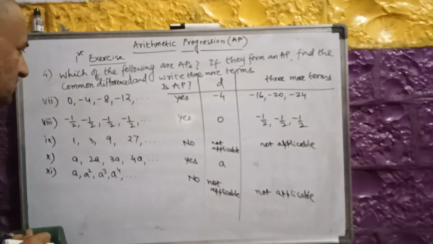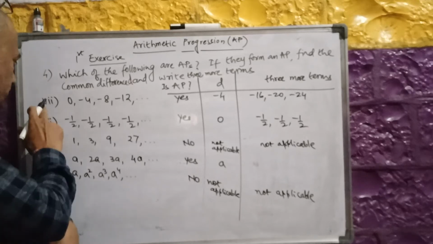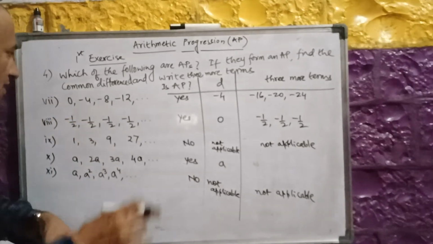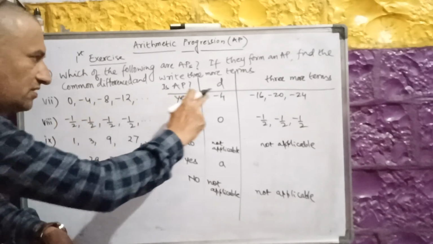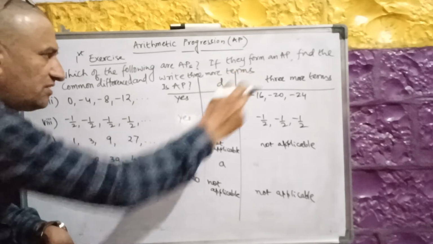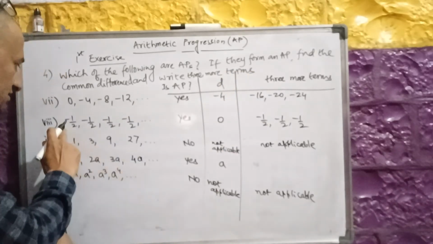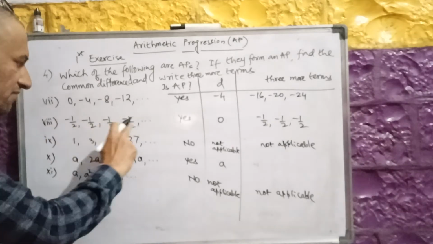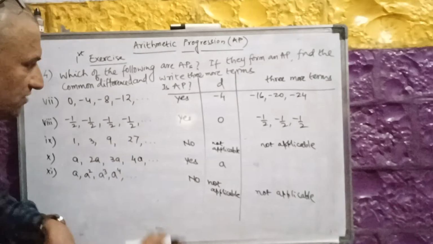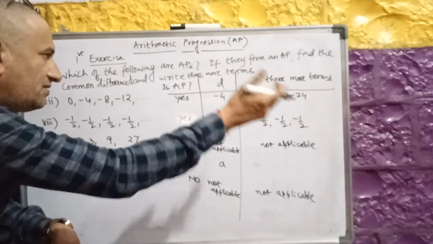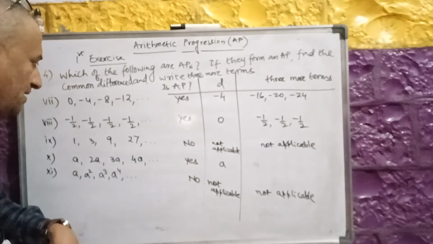Okay, these are the answers for these five questions. Seventh question: it's an AP, as the difference between two consecutive terms is the same, which is minus 4. The next three terms will be minus 16, minus 20 and minus 24. Here, since the same number, minus half, is repeating again and again, it's an AP. Since this number is getting repeated, the common difference will be 0 and all the terms will be the same, so the next three terms will also be minus half.